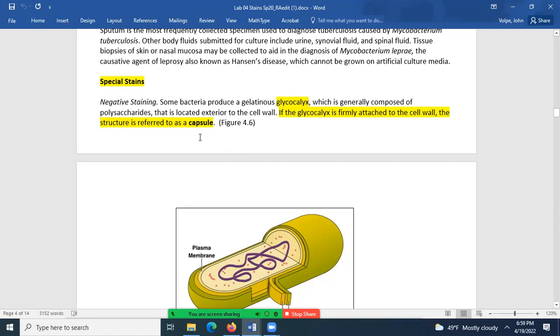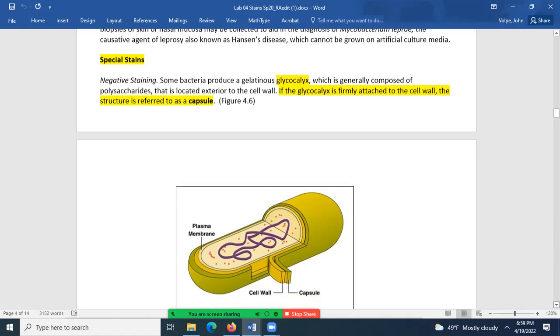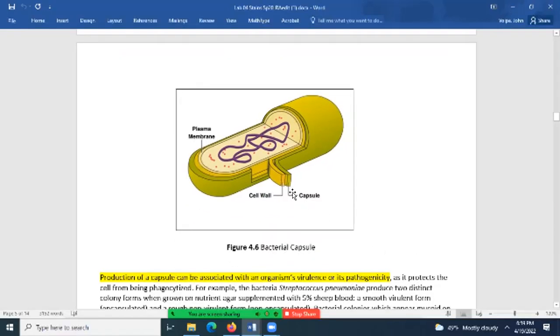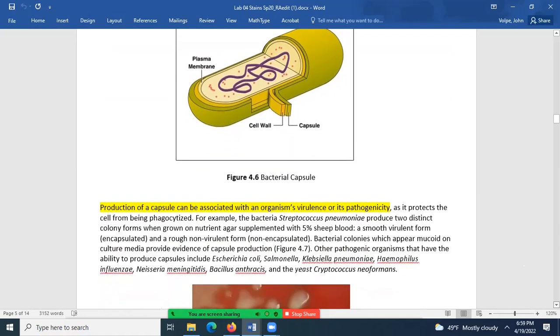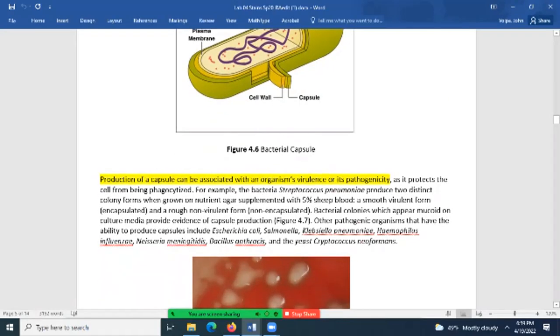If you cannot see it under the light microscope, and you have to look at it under the electron microscope to see it, this glycocalyx we call a slime layer. So there's the capsule, the cell wall. Anyways, when you stain for the capsule or glycocalyx, it uses a stain that usually stains the background and the cell, but it does not stain the capsule or the glycocalyx.